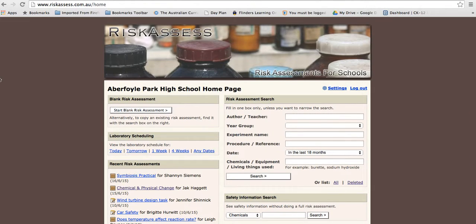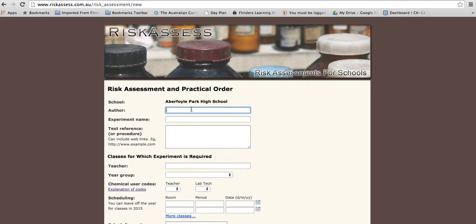Okay, so in this second part, we're going to look at how to make a new risk assessment for a prac that hasn't been done before. Or it might be one that's been done before and you just want to, I suppose, do it for yourself so that you're really clear on it. So start blank risk assessment is where we're going to go to. This is our home page. We click on start blank risk assessment.